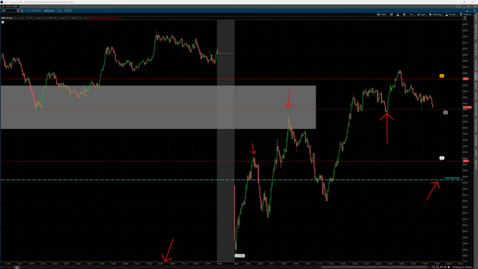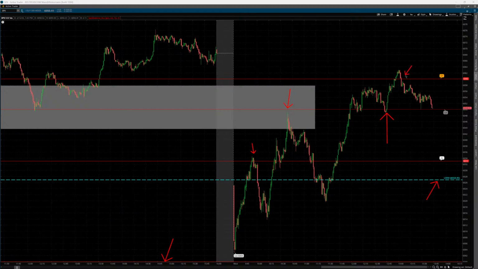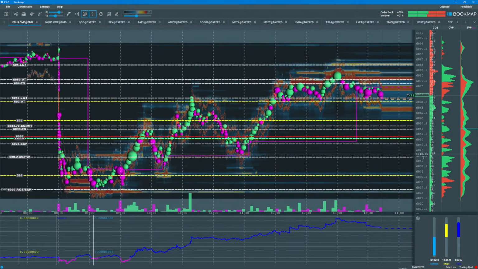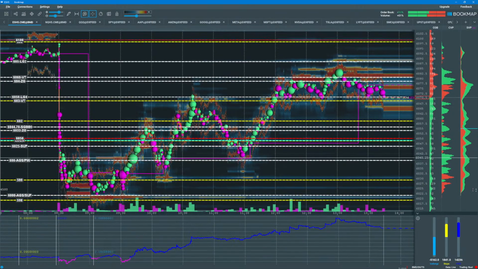So SPX trading above the lower daily expected move. Looks like it's having a little trouble getting above the volatility trigger at 60.60. All right, back to Bookmap now. Again, the reaction to the CPI data, very bearish.